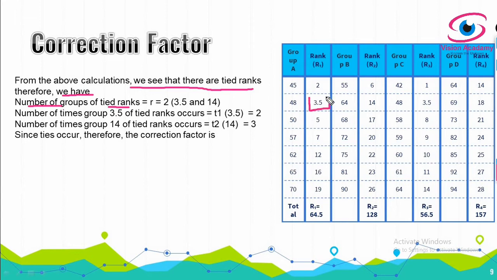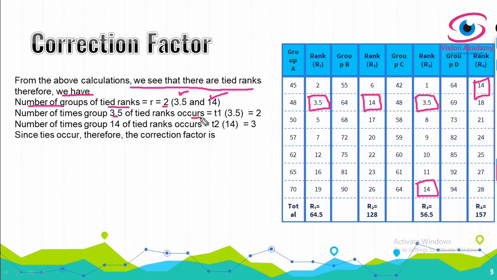Here 3.5 and 3.5, this is the first group. One group is 3.5, and as I showed you already, one more group is 14. That is 14 here, and here also 14, and here also 14. So we have two groups. The number of groups of tied ranks is 2. R is equal to 2, that is 3.5 and 14.